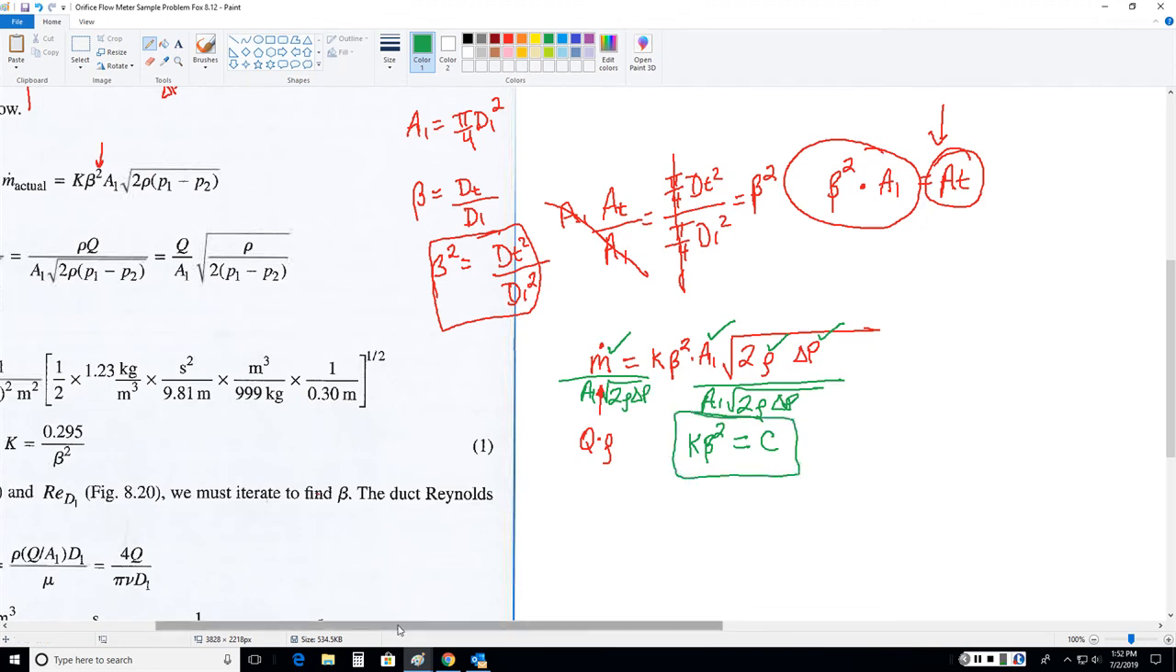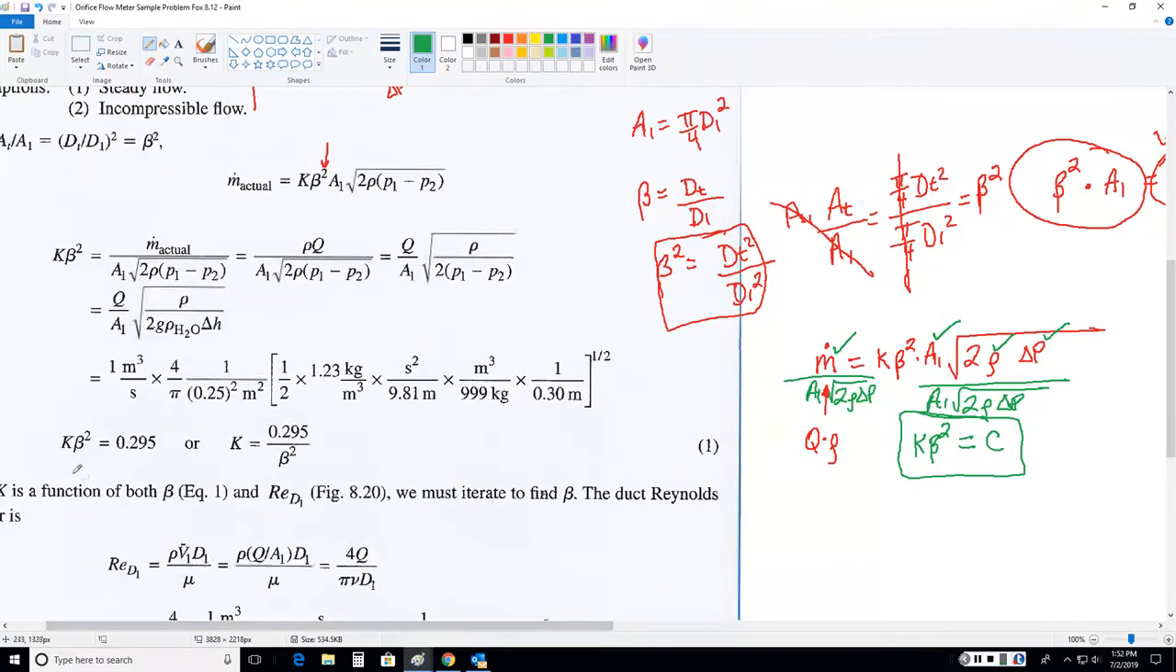And that's exactly what they do over here. They have K beta squared being equal to some constant. And then they say K is equal to that constant divided by beta squared. It doesn't matter which one you use. So what do they do next? They do what is called iterations, guys. In other words, they try something, they plug it into the equation, it didn't work, they try something else. Yeah, I'm getting closer, and they keep going and going, doing iterations.